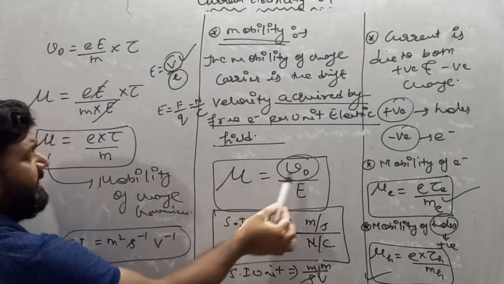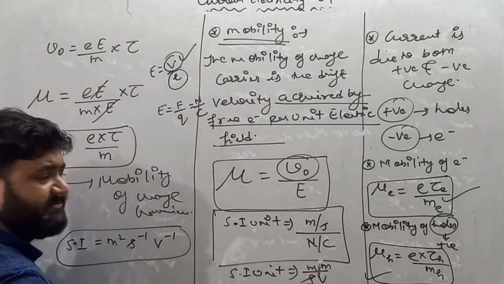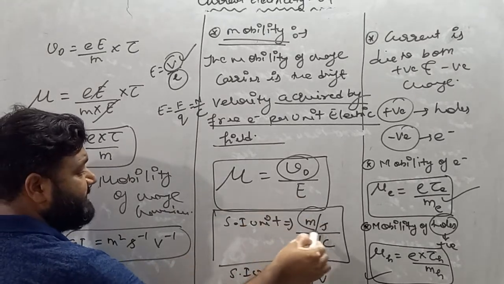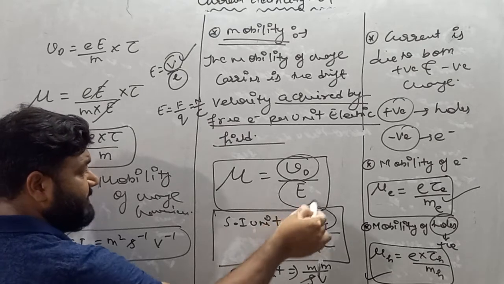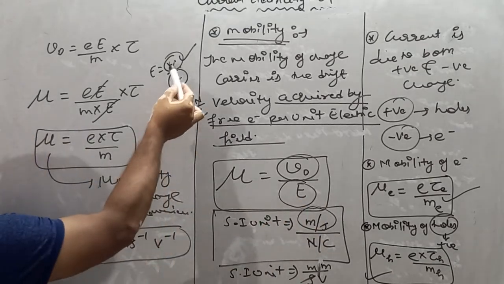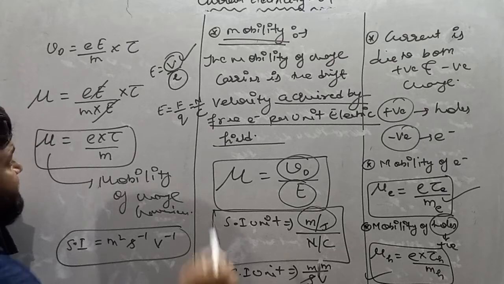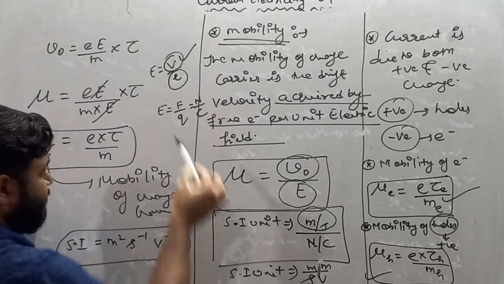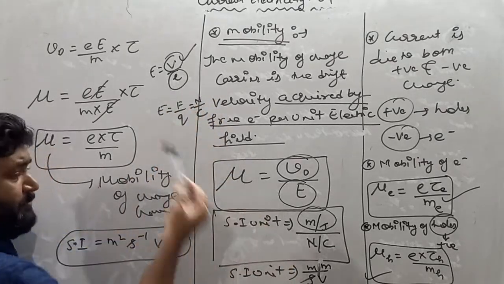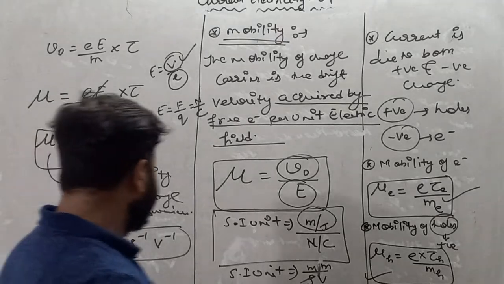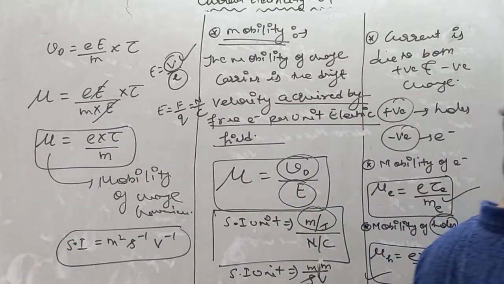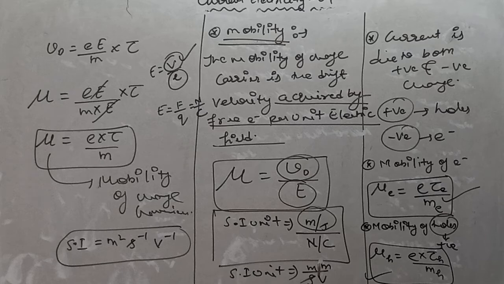See my dear students, mobility is drift velocity per unit electric field. The SI unit of velocity is meter per second, and there is another SI unit of electric field, because electric field is nothing but V by L, potential upon length. So V, potential, means volt, and length means meter. So meter square second inverse per volt is the SI unit of mobility.